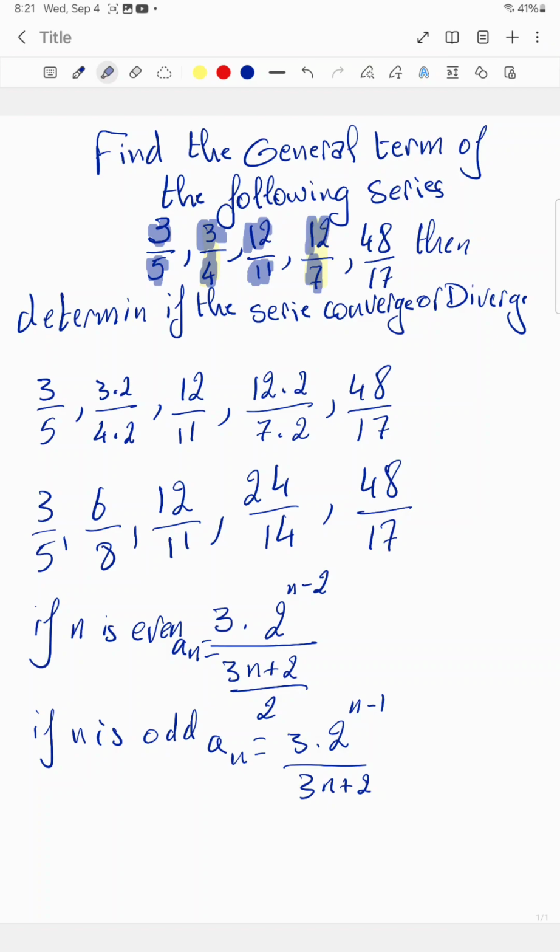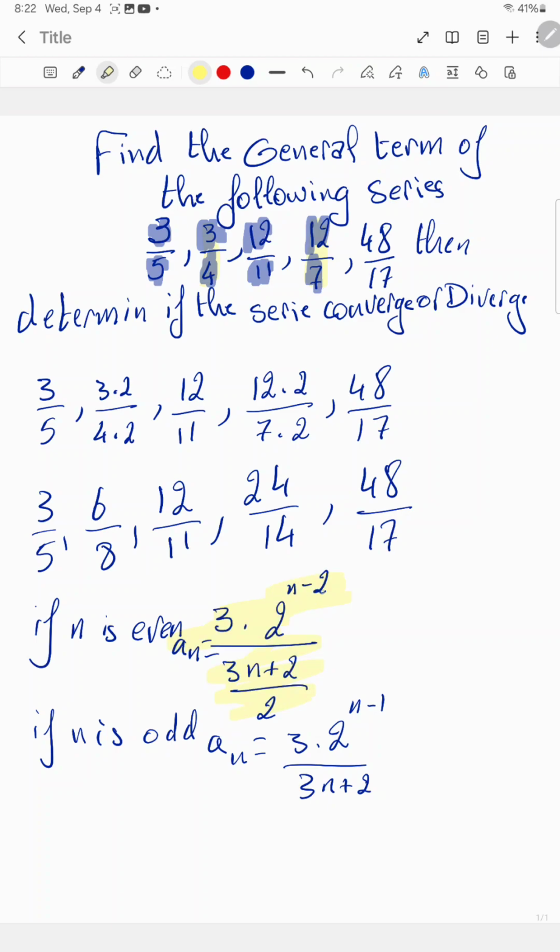So that is the general term of my series. So if I want to find the sixth term, because here I have 5 terms, the sixth term becomes, 6 is even, so I will take that formula because this number 6 is even.